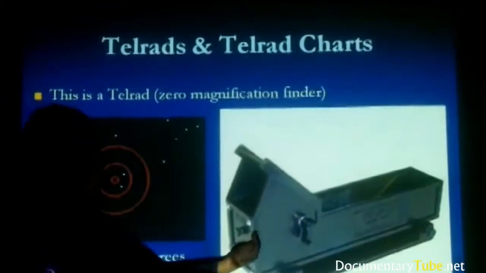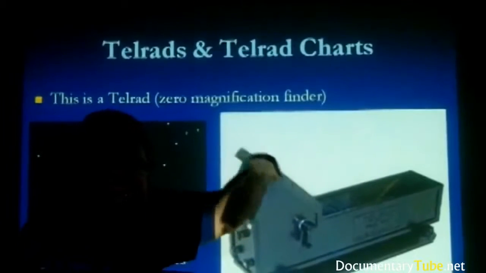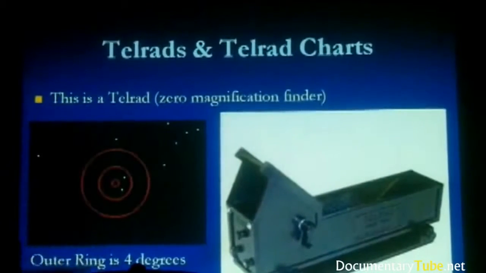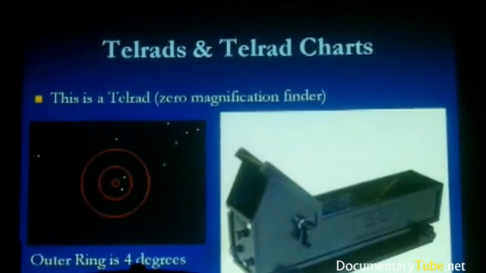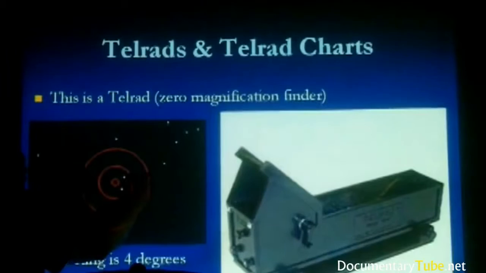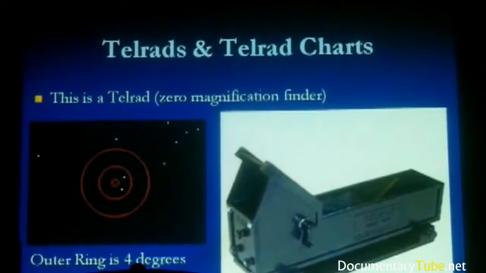So what there is, is an image that's projected up here on this clear glass or plexiglass pane. And when you look through it, this is what you're going to see. You're going to see a bunch of red concentric circles. And those are not just randomly chosen sizes. These are very, very specific sizes. The outer ring is 4 degrees. The inner ring is 2 degrees, and that little tiny one in the middle is half a degree.